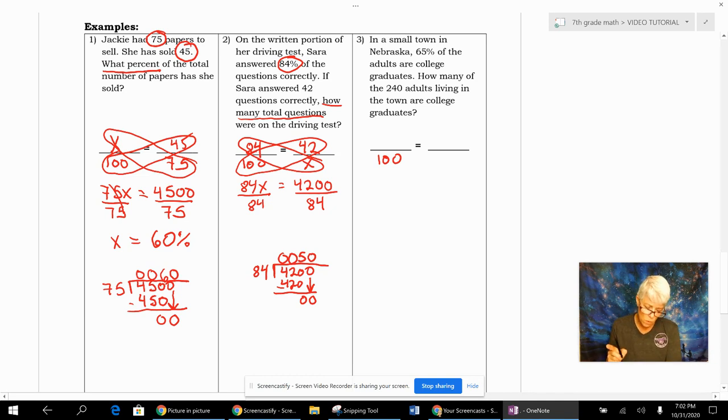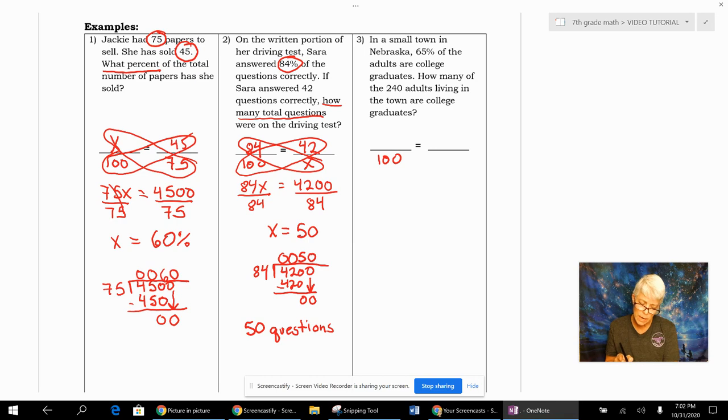It says how many total questions were on the driving test? There were 50 questions. X is 50. It is not 50%. It is 50 questions. And that makes sense. She didn't get all of them correct. She got 84% of them correct. So the number should be less than the total.